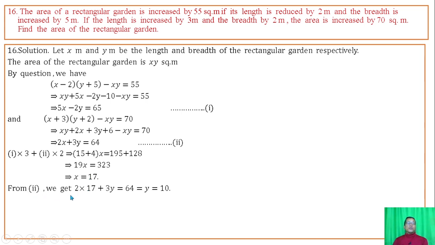From equation 2 we get the x value 17, and solving, the value of y is 10. Thus the area of the rectangular garden, xy, is 17 into 10, that is 170 square meter.